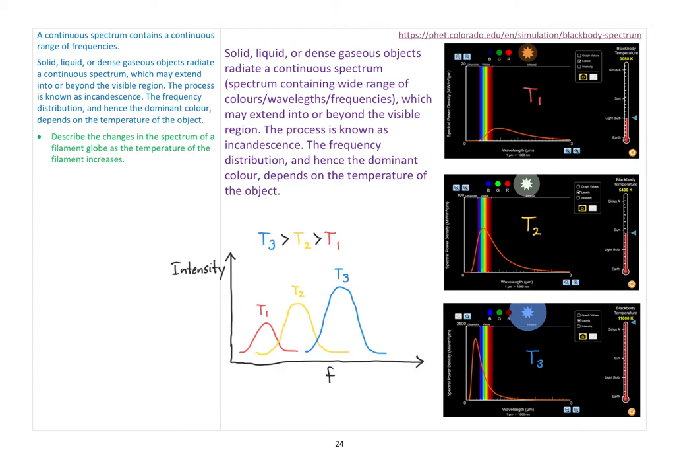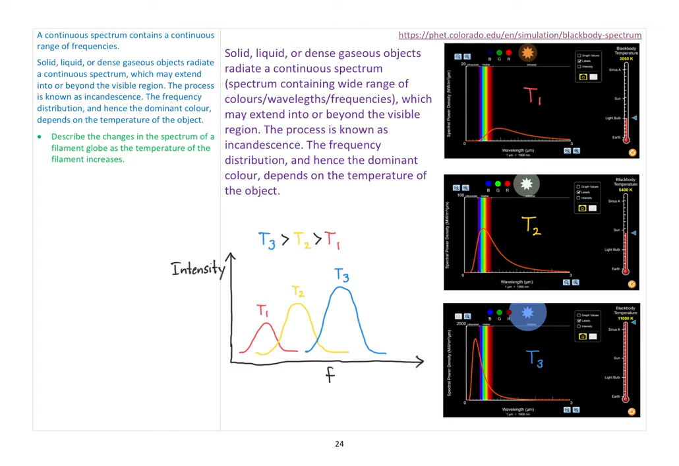Now, the frequency distribution, and hence the dominant colour, depends on the temperature of the object. We'll talk about that in a sec. But maybe if we go back one step, when we talked about electromagnetic radiation, we talked about the idea that any accelerating or oscillating charge will produce an electromagnetic wave. So in this case, you have atoms, whether they're in a solid, liquid or dense gas, and these atoms are made up of protons and electrons, which are charged particles. These charged particles, as they get hot, vibrate faster and faster. As they vibrate faster, they're basically accelerating. So these charged accelerating particles will emit electromagnetic radiation, and we will see that electromagnetic radiation, in a lot of cases, as light, as we've shown here.